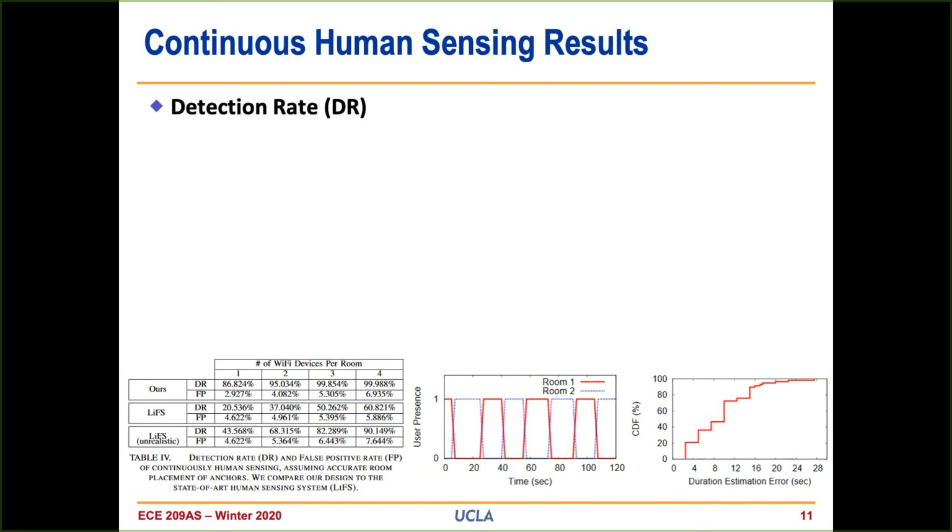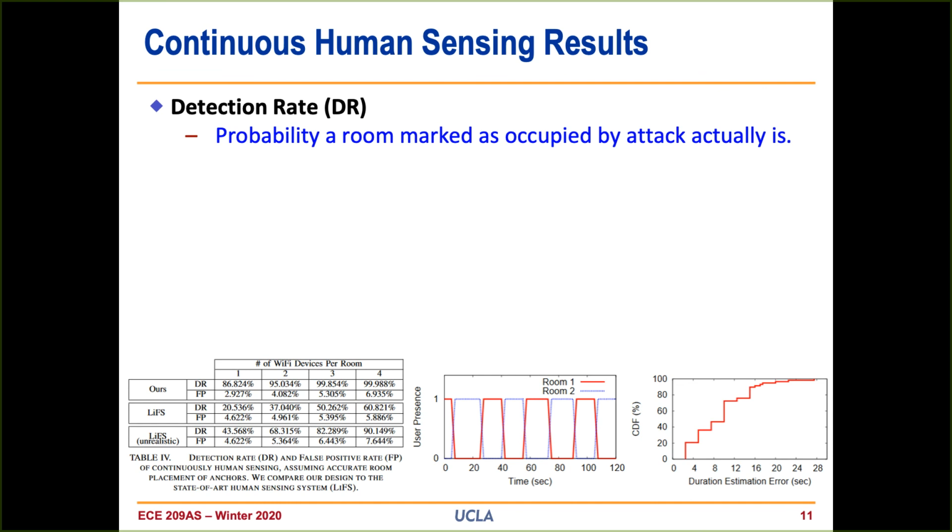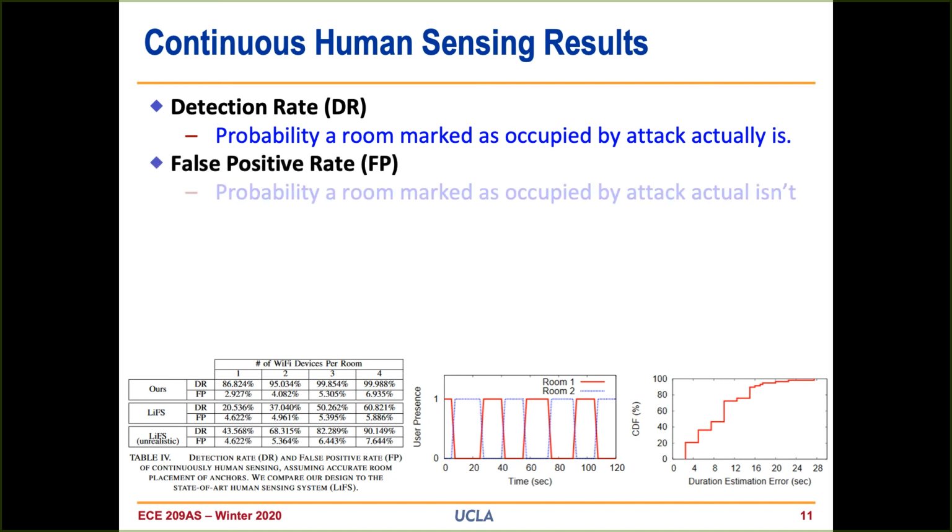So for the continuous human sensing results, there were 2 different measurements that were used to pretty much quantify how effective this attack was. One was the detection rate, which is essentially just the probability that a room gets marked as occupied by the attack when that room is actually being occupied. And then the false positive rate, which is pretty much the converse, so the probability that a room gets marked as occupied by the attack, but that room isn't actually occupied.